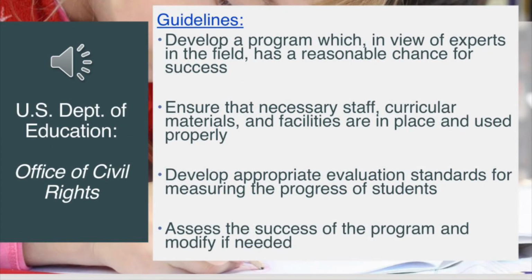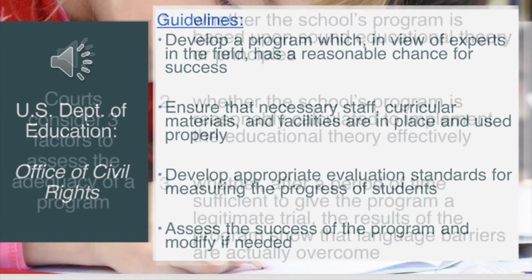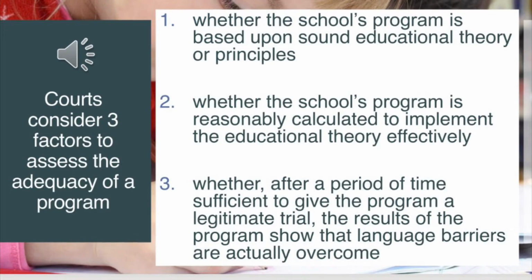The Office of Civil Rights in the U.S. Department of Education gives some guidelines. The first guideline is they want schools to develop a program which, in view of experts in the field, has a reasonable chance for success. Also, ensure that necessary staff, curricular materials, and facilities are in place and used properly. Develop appropriate evaluation standards for measuring the progress of ELL students, and assess the success of the program and modify if needed.